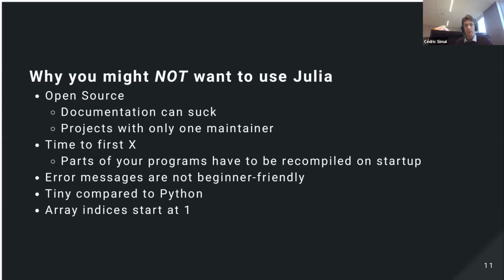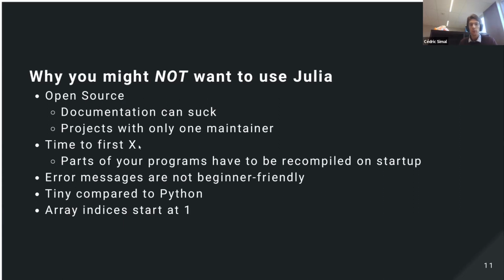Now, before you accuse me of being too much of an evangelist, I will give you a few reasons why you might not want to use Julia. So one reason, it's open source, which means that unfortunately the documentation can be not great, especially for packages. And you can also have a lot of projects or packages with only one maintainer. And the problem with that is that if the developer or maintainer just stops working on his project, then the project is effectively dead. And if you wanted to use it, then too bad. You either have to work on it yourself or try something else.